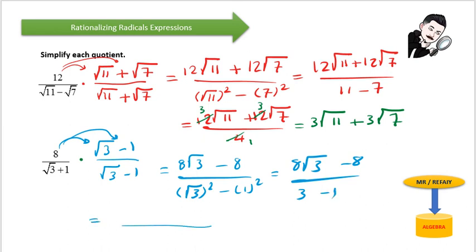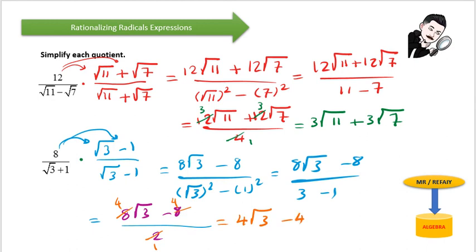So it will be 8 root 3 minus 8 over 2. And also in the same way, we can simplify both of the two numerators with the denominator. So here 8 divided by 2 is 4, and the other 8 divided by 2 will also be 4. So it's equal to 4 root 3 minus 4. And this is the last answer.